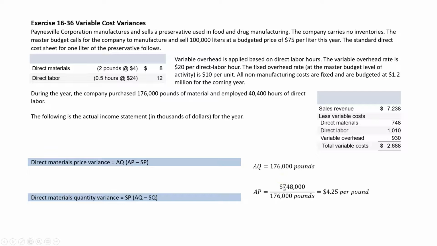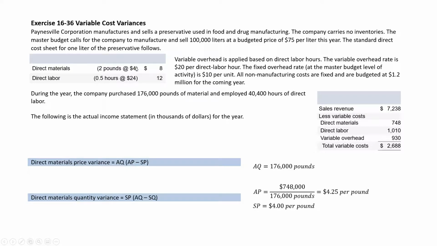So if I take that 748,000 divided by the pounds of material that I purchased of 176,000, my actual spending per pound was $4.25. Standard price per unit, thankfully that's given to us, and it's $4 per unit.